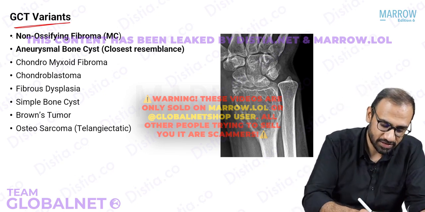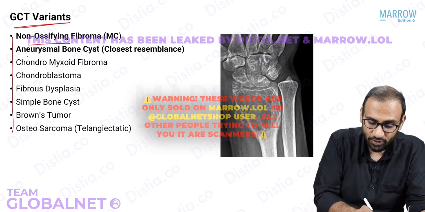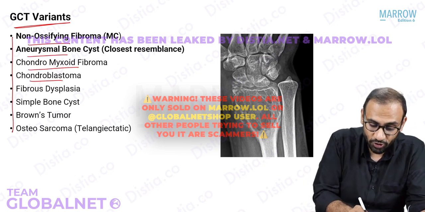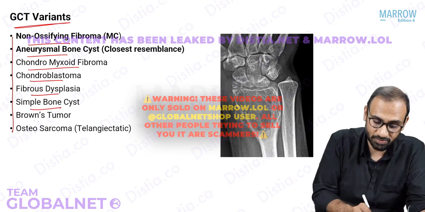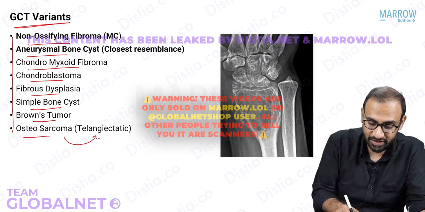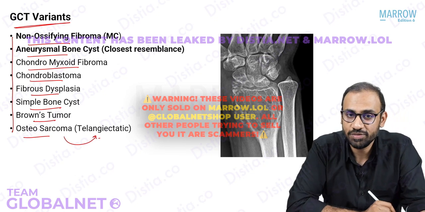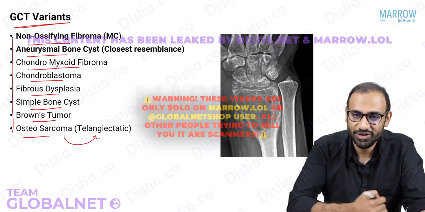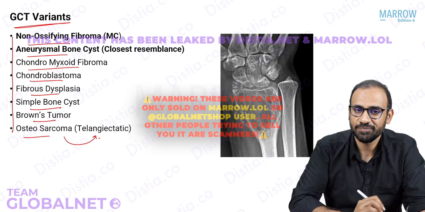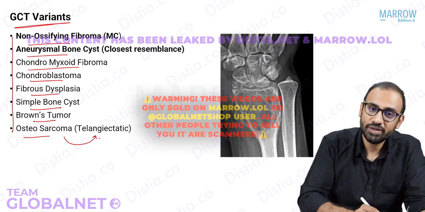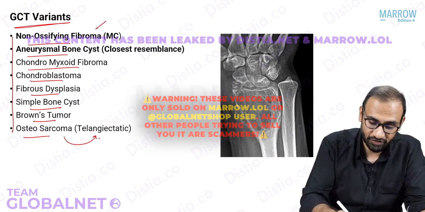So what are these? The list is this: non-ossifying fibroma, aneurysmal bone cyst, chondromyxoid fibroma, chondroblastoma, fibrous dysplasia, simple bone cyst, Brown's tumor, osteosarcoma, the telangiectatic type. All of them will have giant cell on their biopsy. It will confuse the pathologist, so they will give you a diagnosis of giant cell tumor variant. So what do you need to remember? The most common giant cell tumor variant is non-ossifying fibroma.